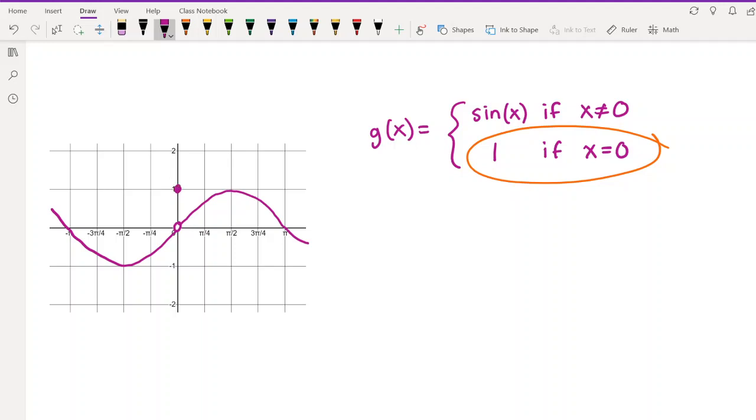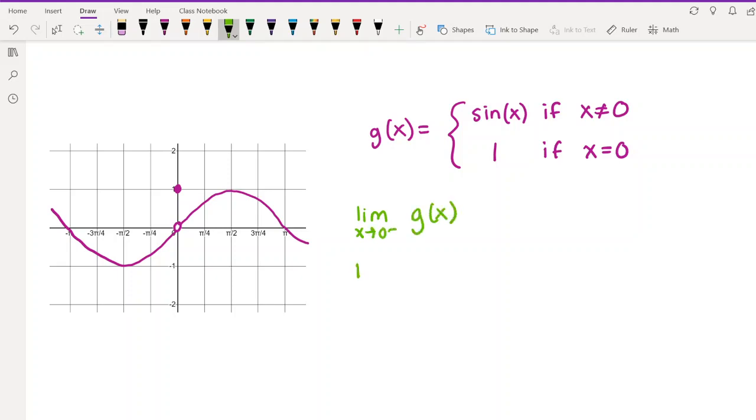And we're going to do the same thing basically that we did in the last one, which is answer, what is the limit from the left, the limit from the right, etc., all of that. So let's find the limit as x approaches 0 from the left of g of x, the limit as x approaches 0 from the right of g of x, and then we'll see if we can find the overall limit.